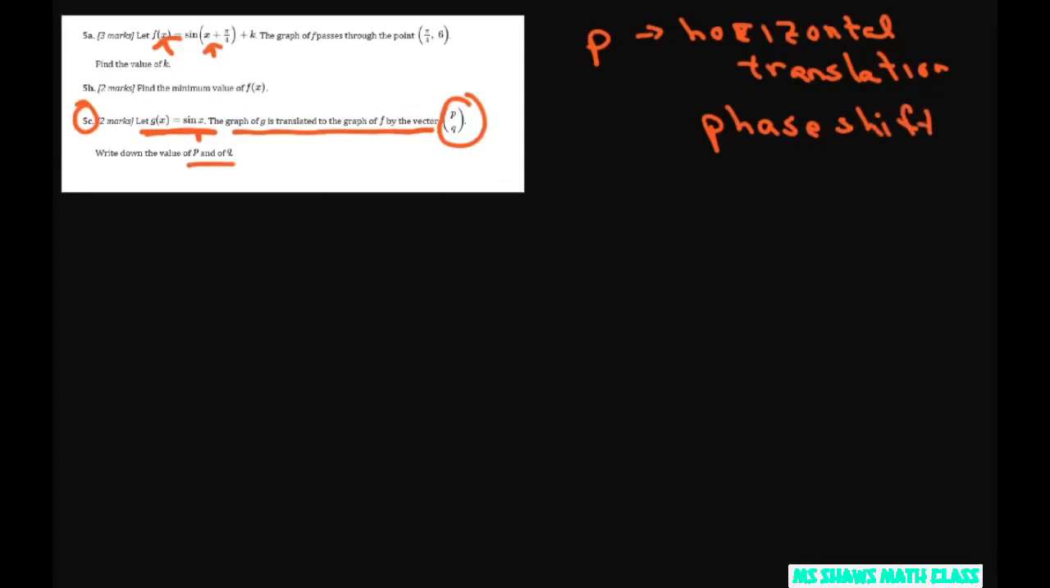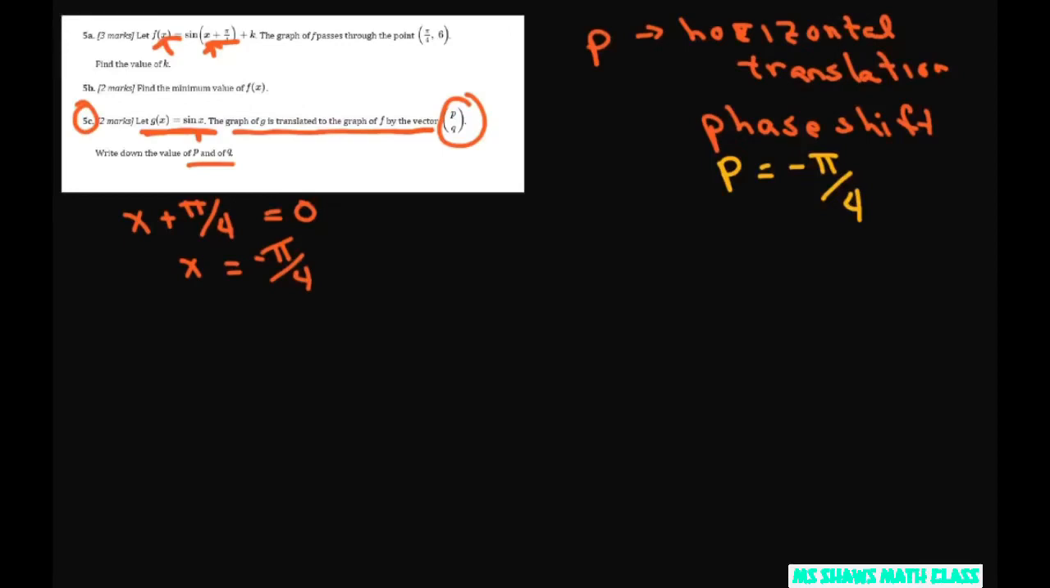Well, p is going to be your horizontal translation. And usually for trig, we call this the phase shift. So in our case, what you're looking at is this part here, and you set this to 0. And so you get x equals -pi over 4. So this is your phase shift. So that's your p. So p equals -pi over 4.